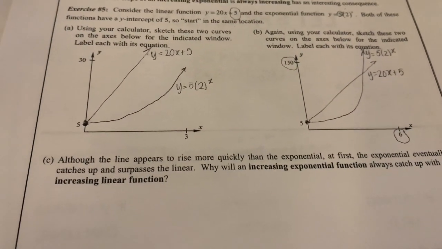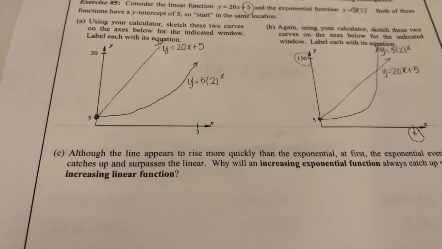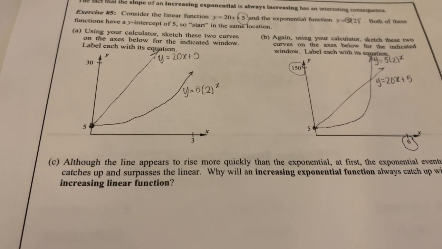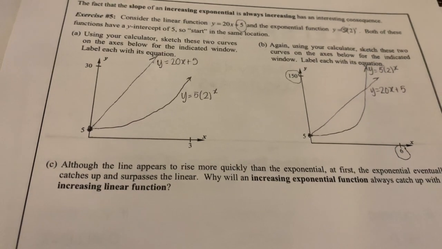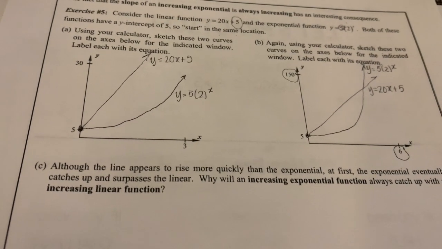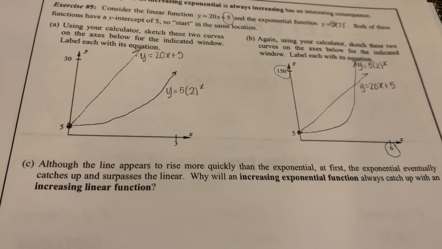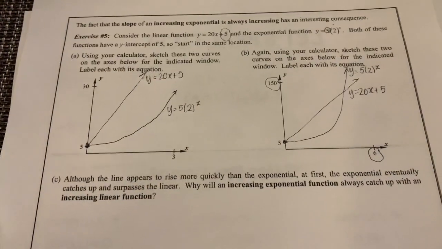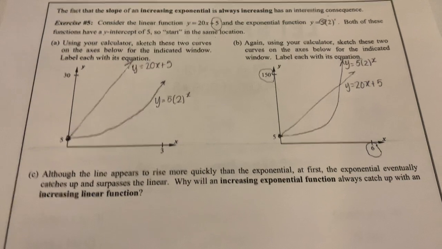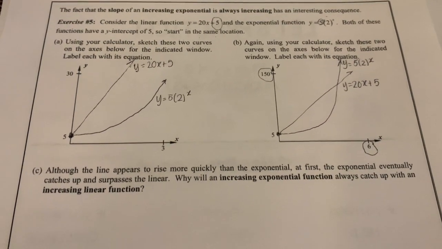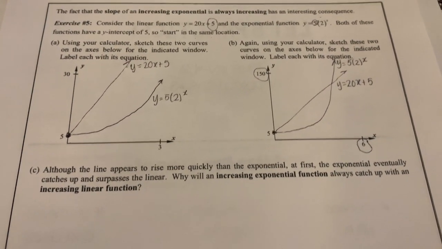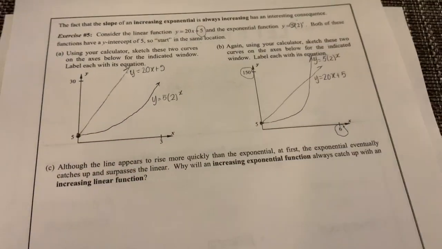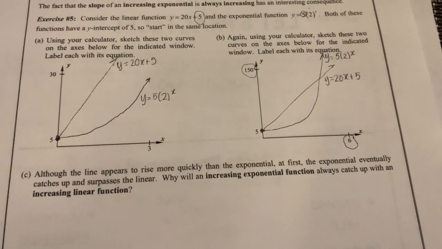On the other hand, the rate of change of the exponential function is always getting larger. Always, always, always. It's never going to stop getting larger. So eventually its rate is going to get larger than the linear's at some point. Even if the linear function has a really large rate of change, eventually the exponential will catch up, okay? So you can write that in your own words there, okay? And that's everything for today.